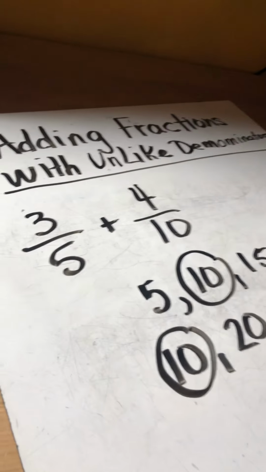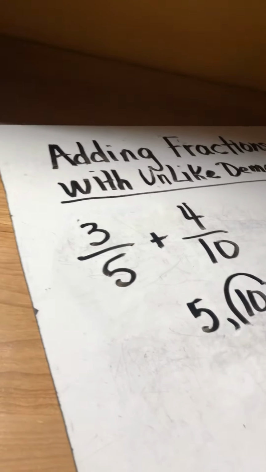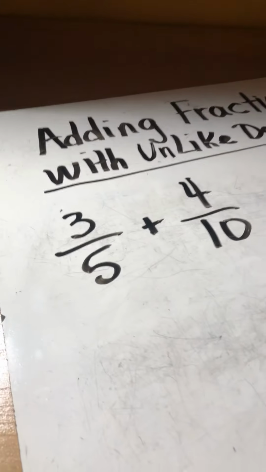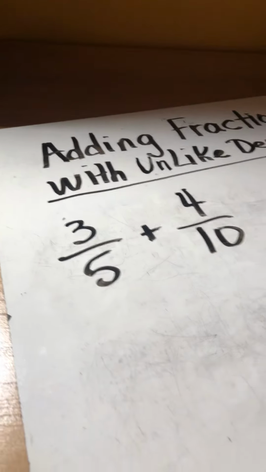All right, so now we know that the least common factor is 10 because both 5 and 10 can go into it. 5 times 2 is 10, 10 times 1 is 10. All right, so let's change it. Let's change the denominators, all right?